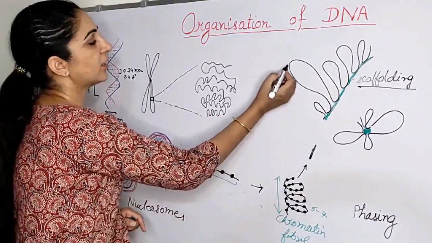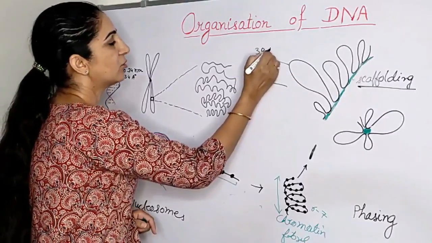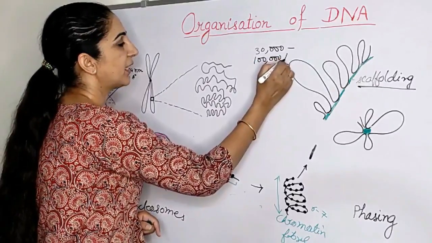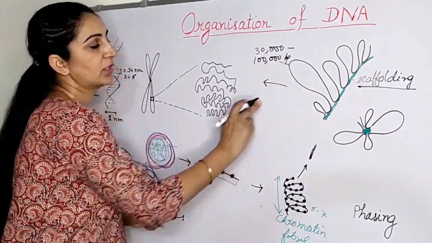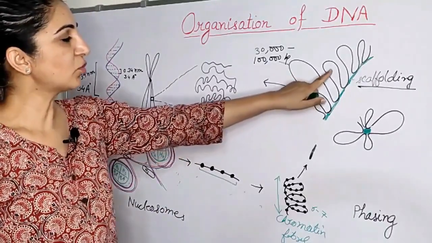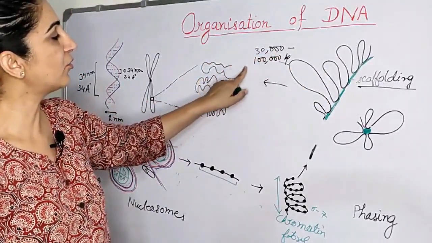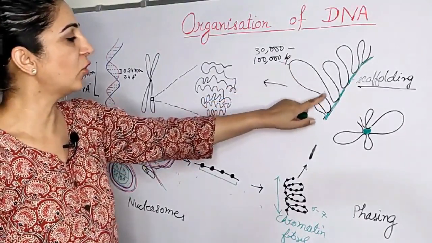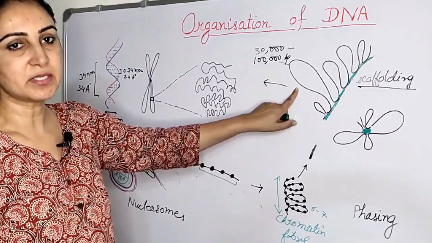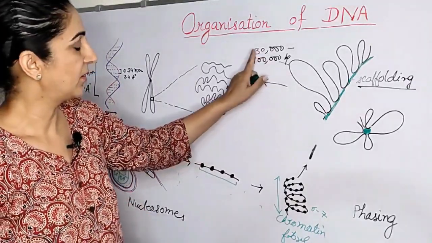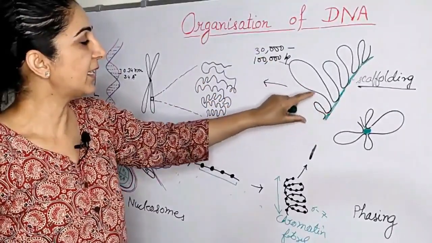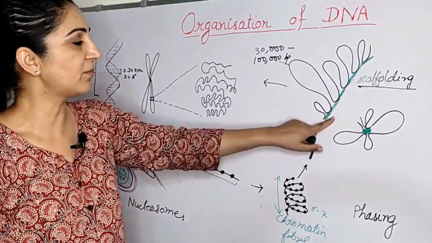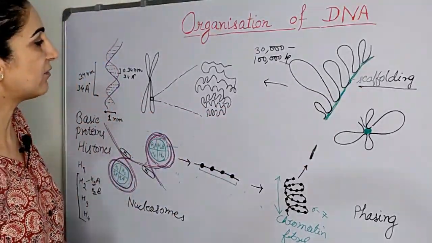They say there are around 30,000 to 1 lakh base pairs per loop. These loops can be larger or smaller. There are around 30,000 to 1 lakh base pairs per loop, and it's also said that one loop is concerned with a single structure or function. So this is how we get this loop-like structure of the DNA double helix on the nuclear matrix scaffolding. Now let's see what happens.